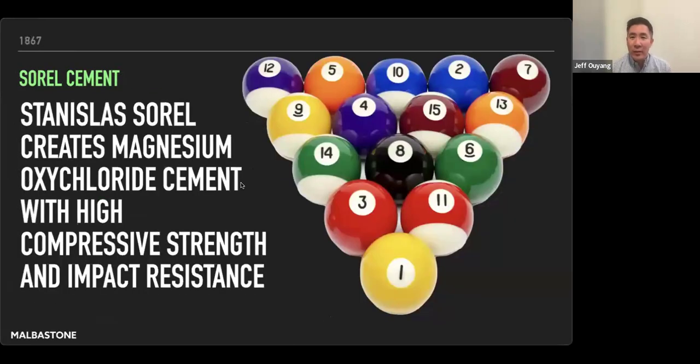Fast forward another 100 years, and the first major application is invented for magnesium oxide as cement. This was known as Sorel cement after the founder. And he found that magnesium oxychloride cements have really high compressive strength and impact resistance. And one of the big applications at the time was to make billiard balls.